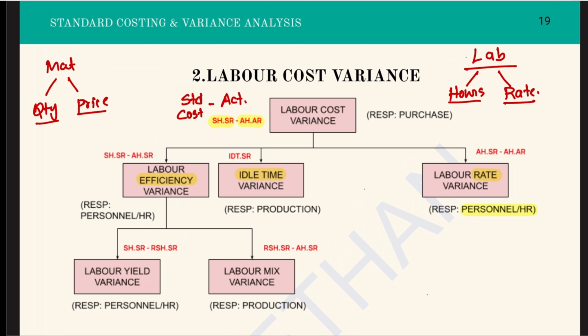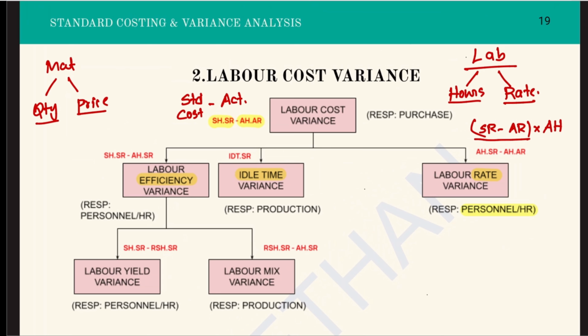If you simplify this equation, the variance is because of rate. That means standard rate minus actual rate, this is the difference, multiplied by actual hours. That's how you remember. In the bracket, you are getting the difference because of rate, that is SR minus AR, multiplied by actual hours.